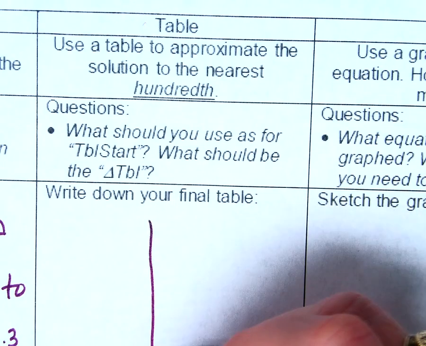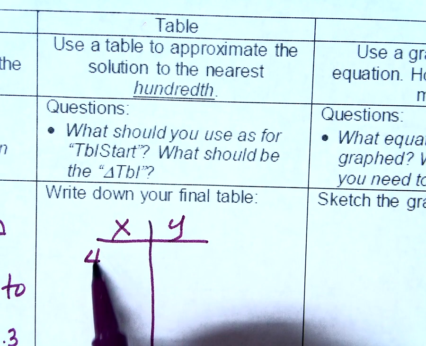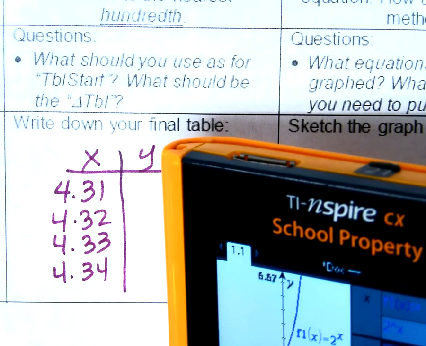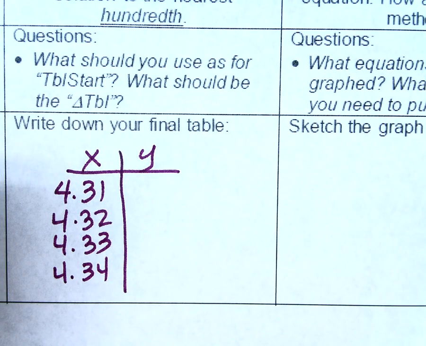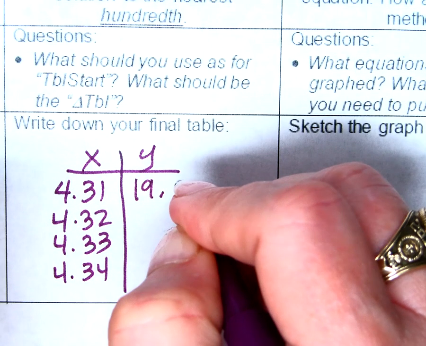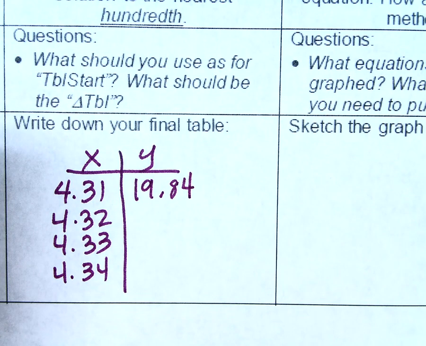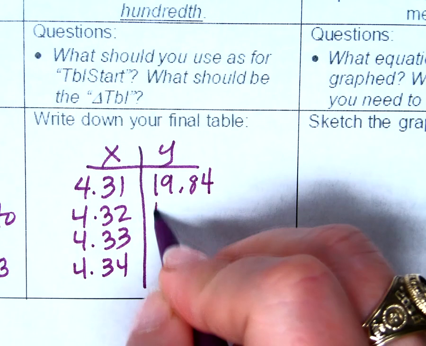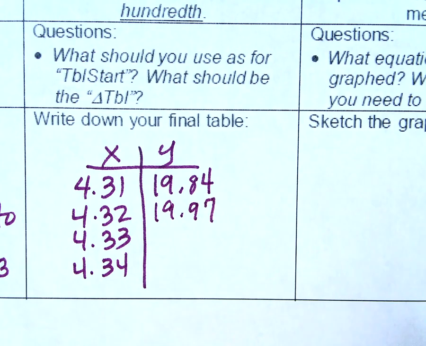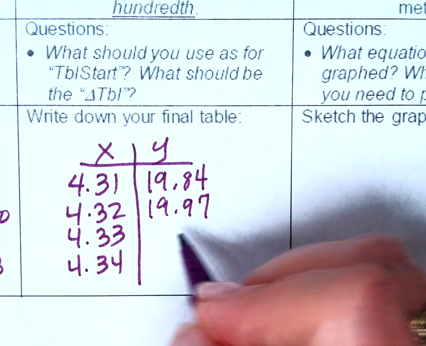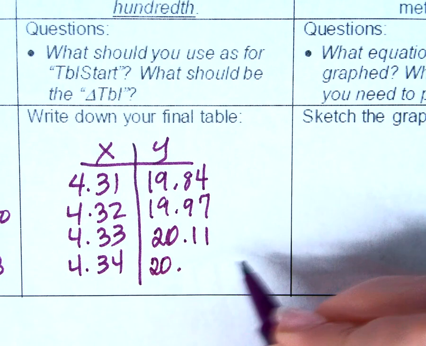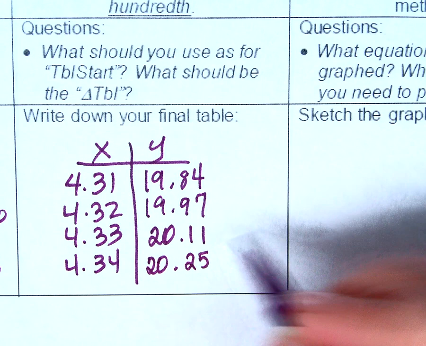So let's copy down my table. Let's give X and Y. Let's do 4.31, 4.32, 4.33, and 4.34. Let's do those values, okay? So 4.31 is 19.84. Is that what you got? What is 4.32? 19.97. Is that rounded? Okay. What about 4.33? 20.11. Okay, what about 4.34?